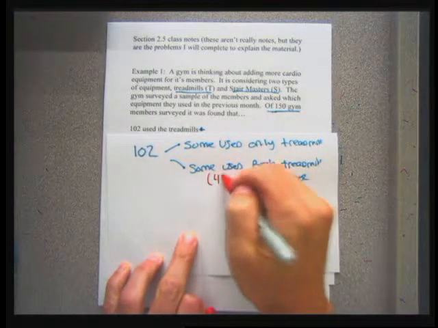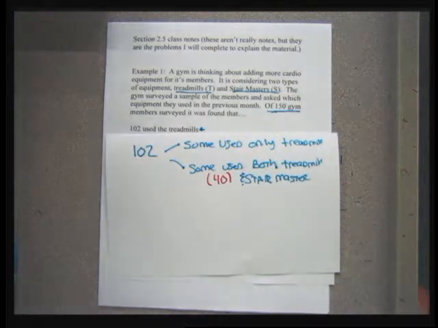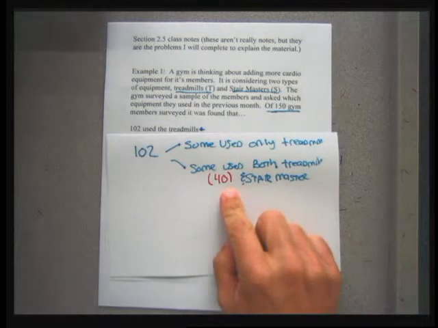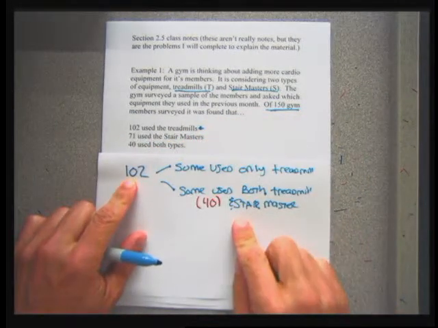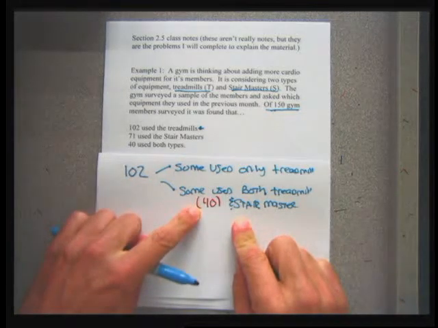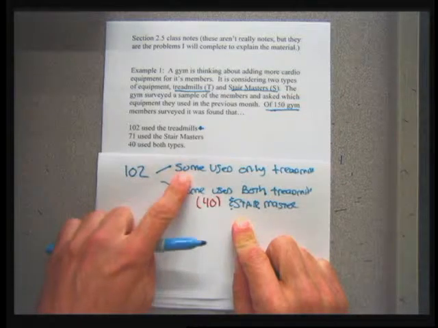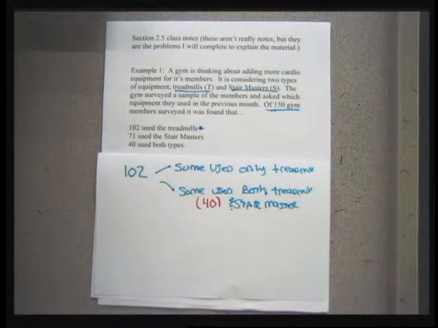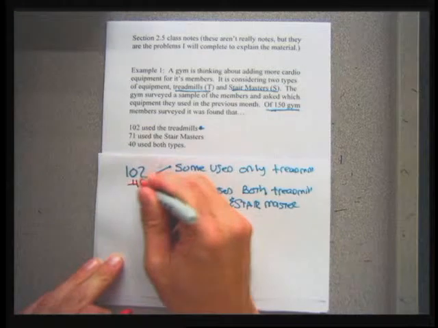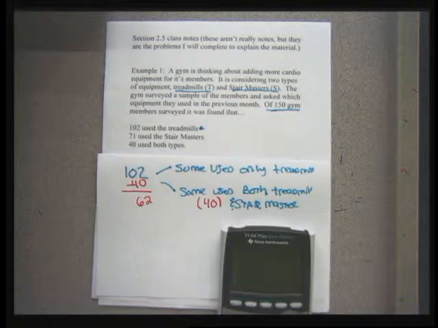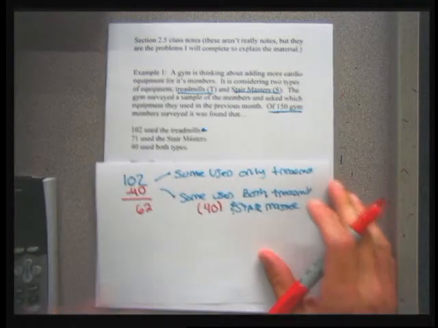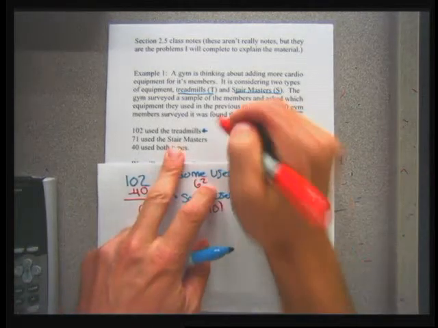The nice thing is that the author gives us this number. The author tells me, of the 102 people that use the treadmill, how many use both pieces of equipment. That was 40. When I look here, that's this 40 right there. So of the 102 people that use the treadmill, 40 used both the treadmill and the Stairmaster. The rest of the 102 used only the treadmill. To figure out how many used only the treadmill, I subtract 102 minus 40, and I get 62. I'm going to use my calculator to do all the subtractions because earlier this morning I couldn't subtract.